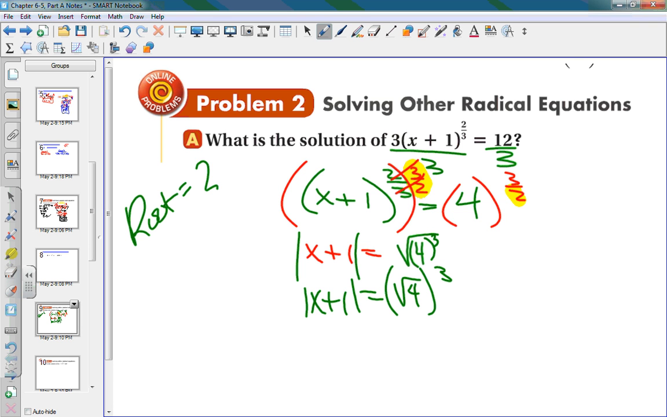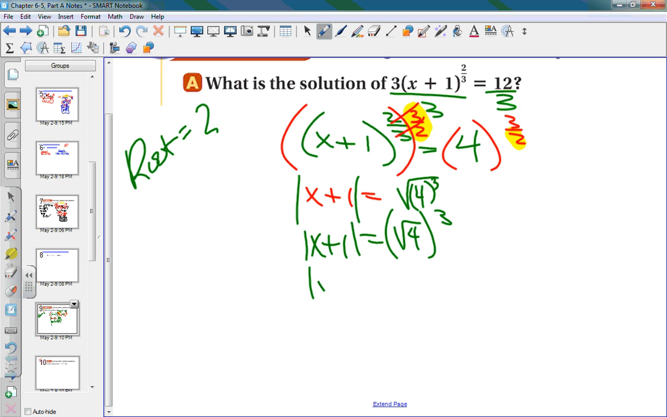See, what we want to do here is take the square root of 4 and then cube it. What is the square root of 4? 2. What is 2 cubed? 8. To give you the absolute value of x plus 1 is equal to 8.